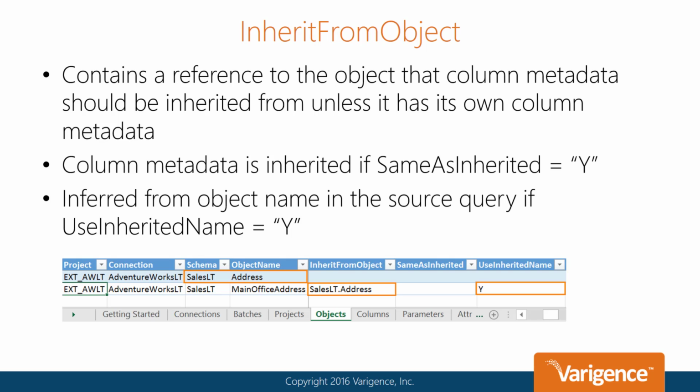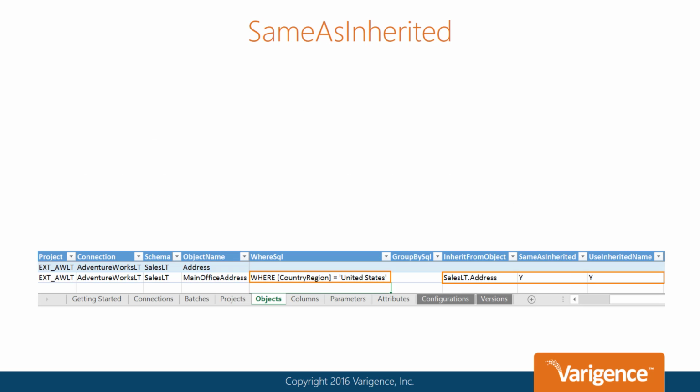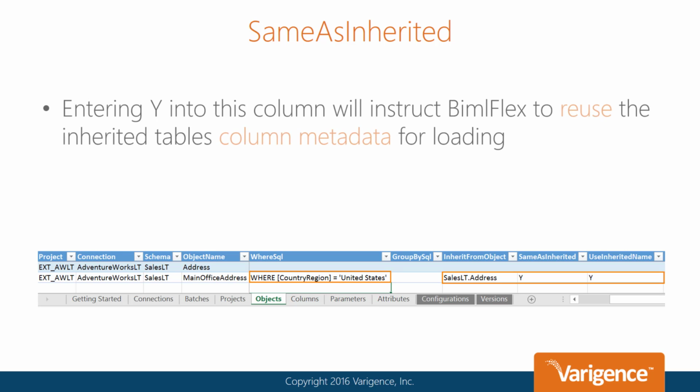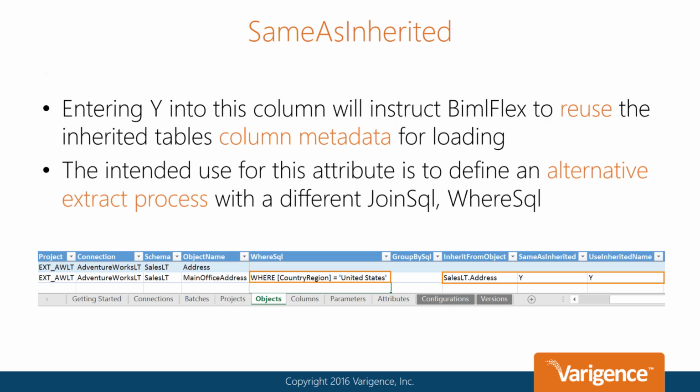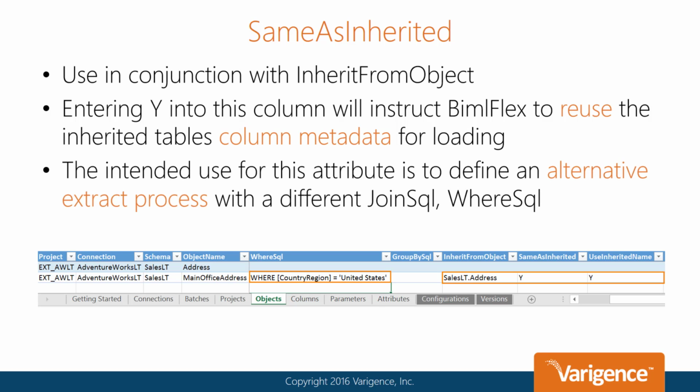And then also the use for inherited name, which means that I'm going to use, in a select statement, the name of the inherited object. Same as inherited, as I've just described here. And one of the reasons you want to use same as inherited is that you really use it in conjunction with the inherited from object. What you want to do there is say, I want to reuse the column metadata, but I also want to possibly define some additional or alternative extract process in the where SQL or the join SQL.